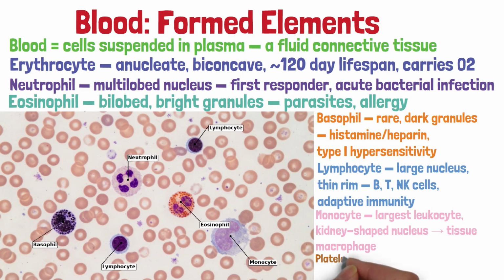And finally, the platelet. Not even a full cell, just an anucleate fragment pinched off from a megakaryocyte, doing the job of hemostasis. 7 formed elements, each with a distinct job. And on your exam, recognizing the nucleus shape is usually the fastest way to identify the cell.